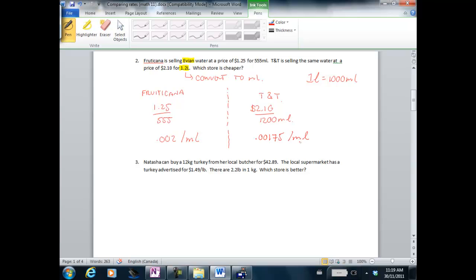If you do it in liters, then you have to convert this to liters. That 555 will be 0.555. So either way, you have to convert. The units have to be the same regardless. So guys, gals, if I look at this, this is slightly cheaper, and therefore T&T is a better place to go to for this question. T&T is cheaper.